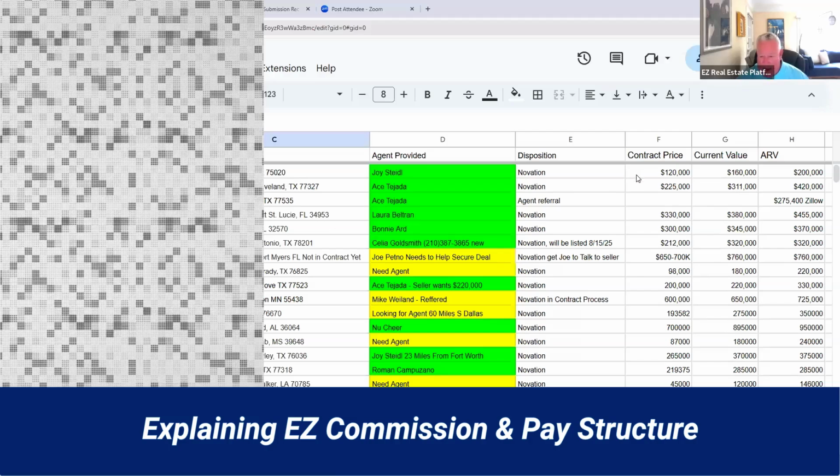So here's a home in Denison, Texas. Contract price is $120,000. The current value is $160,000. And with the work that they do, it would be worth $200,000. In this case, she's choosing not to put all that work in, just enough to get the value back up to 160. But here's another one, 225 contract price and 311 current value. 212 contract, this listing in San Antonio, is worth 320. Milford, 193, 582, it's worth 275.